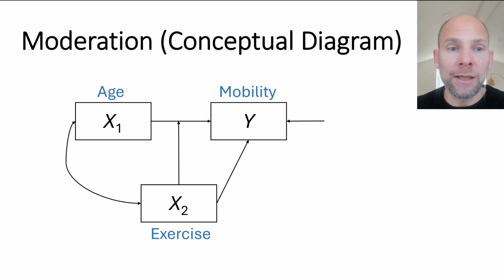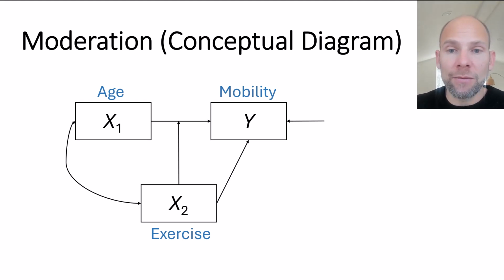In this model, age and exercise, the two independent variables, can be correlated. And you can see there's no direct effect from X1, age, to exercise. Age doesn't cause exercise in this model, so that's different from the mediation model. But instead, exercise modulates the effect of age on mobility here.